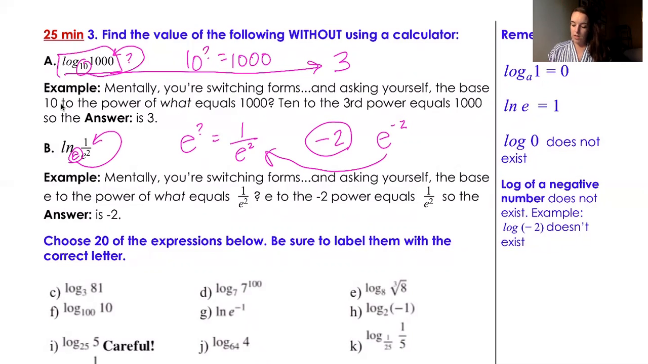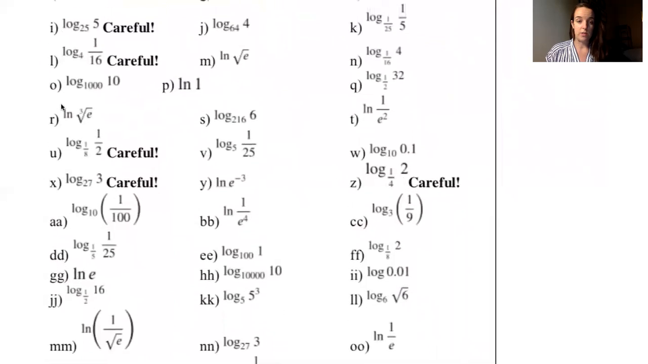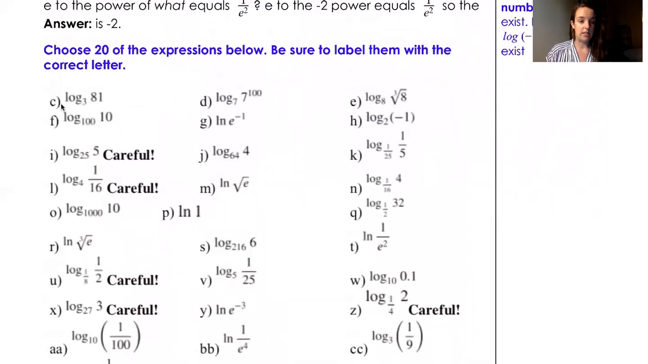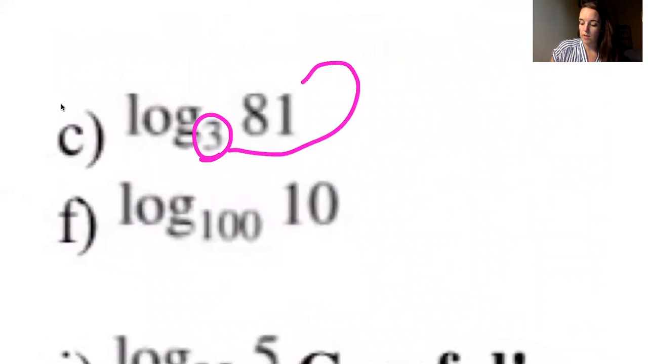For these ones, you're going to choose 20. I know there's a lot. You can choose whichever ones you want. But let's say maybe I'll do C just to start. So 3 to the power of what gives me 81? That'd be 3 to the 4th. So your answer is 4.